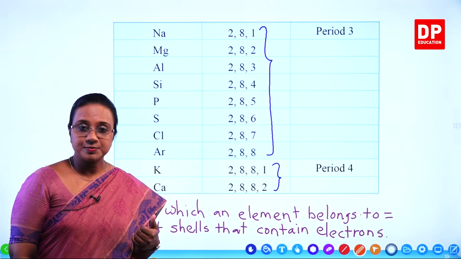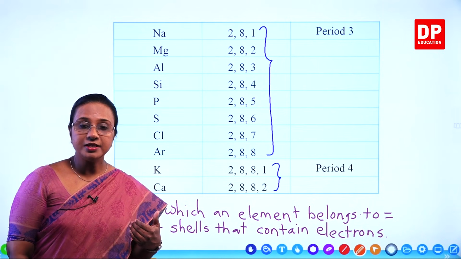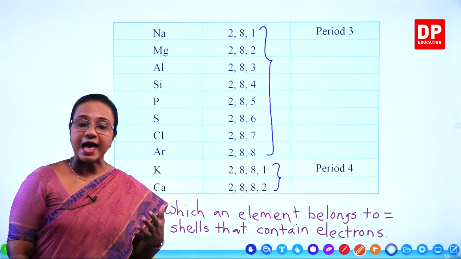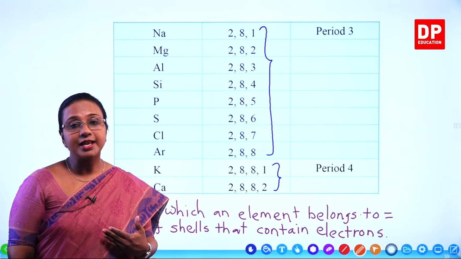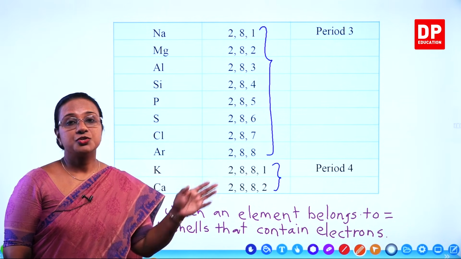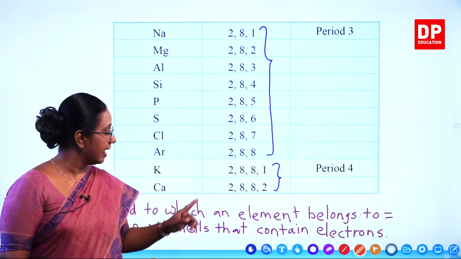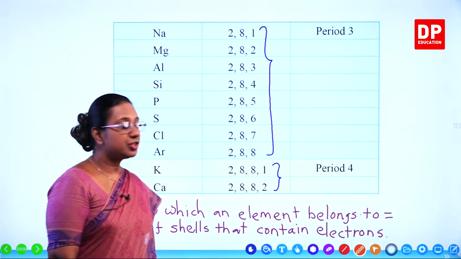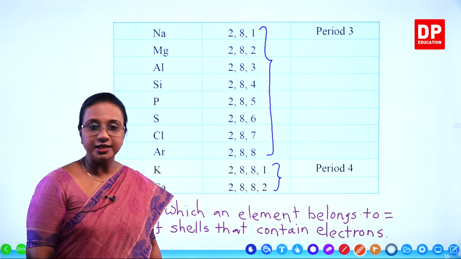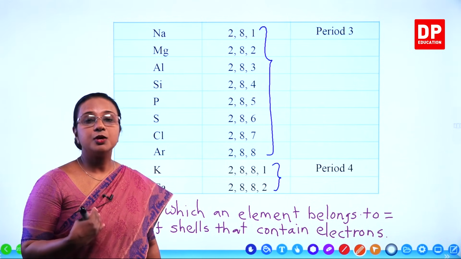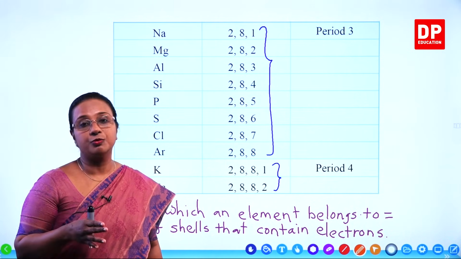When I started explaining periodic table, I told you that the periodic table elements have been arranged based on their atomic number and the electronic configuration. So, elements are in ascending order of atomic number, and this is the relationship between electronic configuration and the periodic table. Next, we will see how elements are grouped into groups.